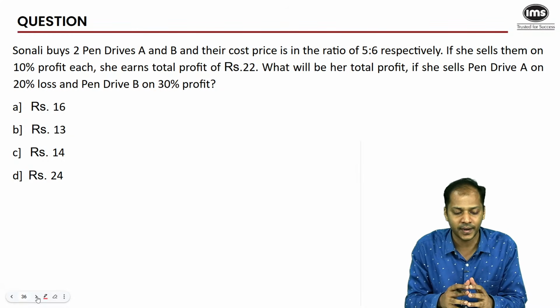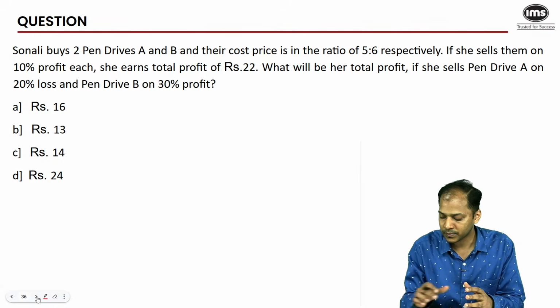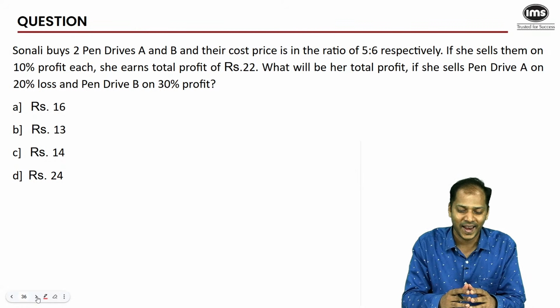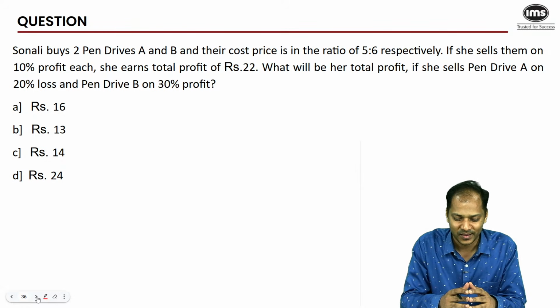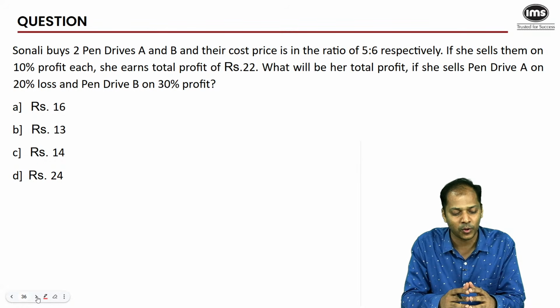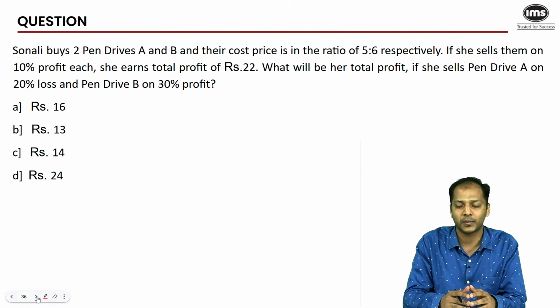Let's go ahead. Sonali buys 2 pen drives A and B, and their cost price is in the ratio 5:6. If she sells them at 10% profit each, she earns a total profit of rupees 22. What will be her total profit if she sells pen drive A at 20% loss and pen drive B at 30% profit? Try this for 1 minute.